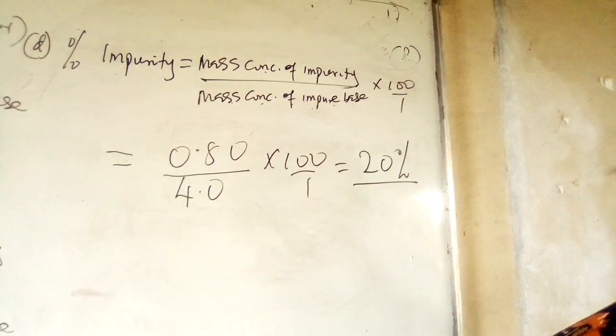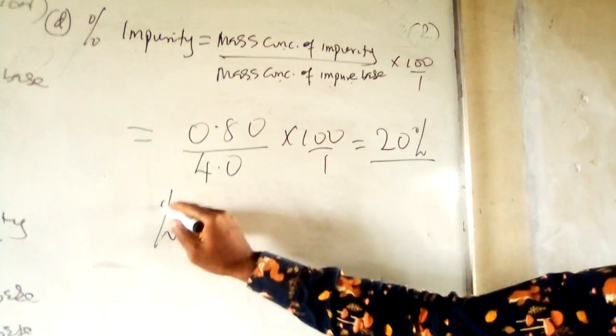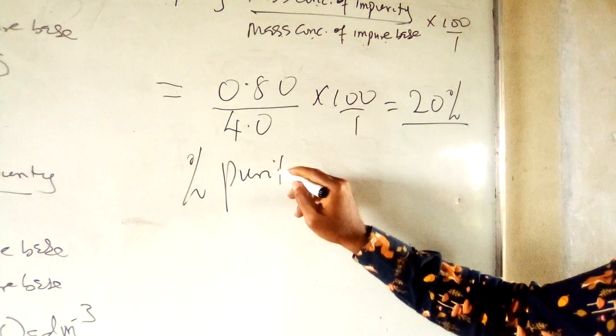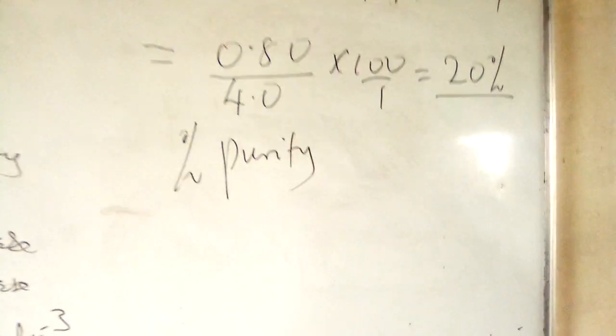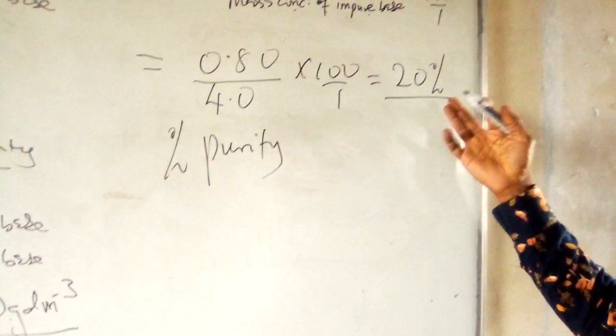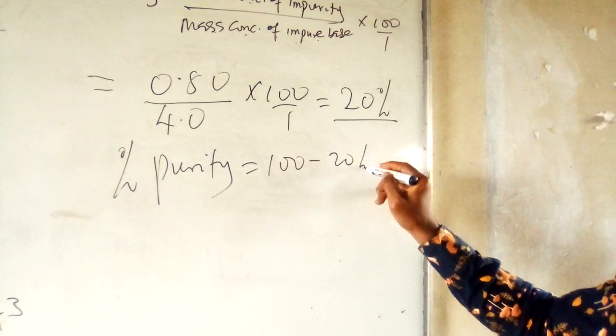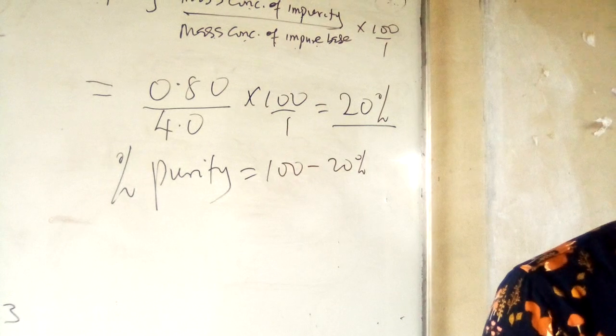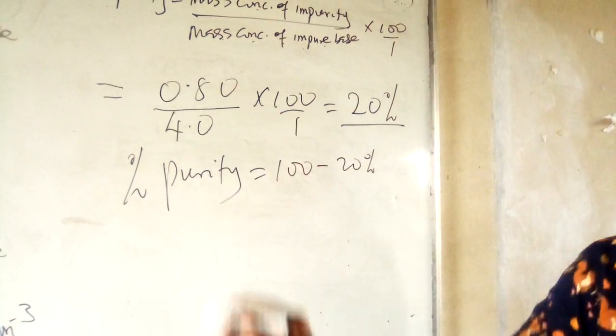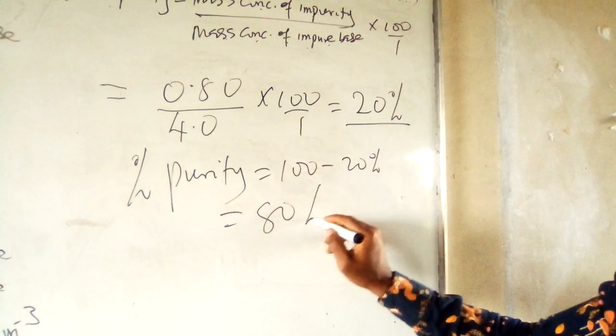If you are asked to find percentage purity, there are two ways to do that. But you can do it this way. Once you obtain the percentage impurity, just do 100 minus 20. That's 100 minus the percentage impurity to give you percentage purity, 80%.